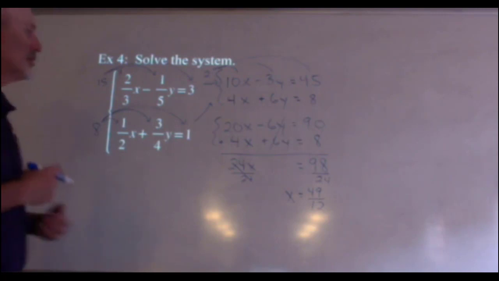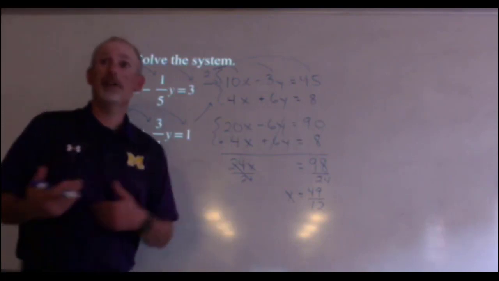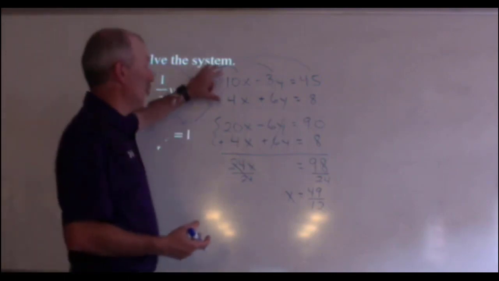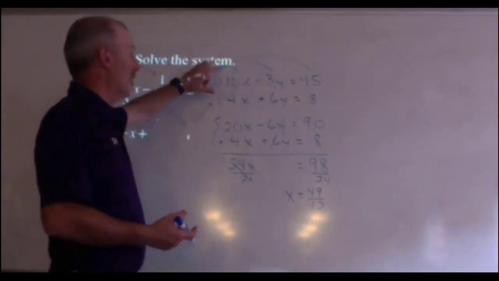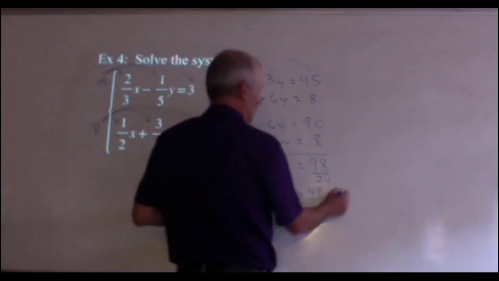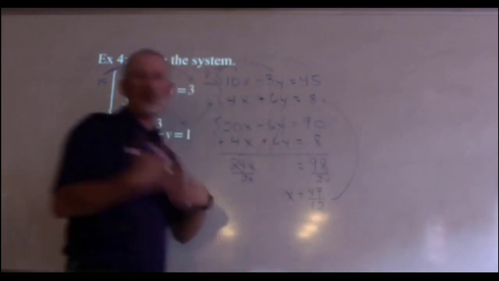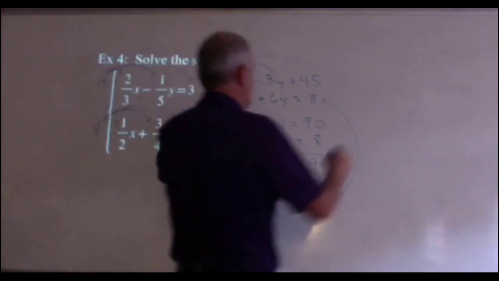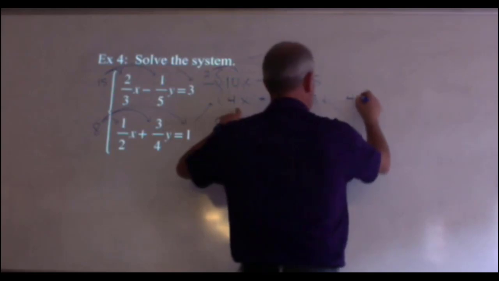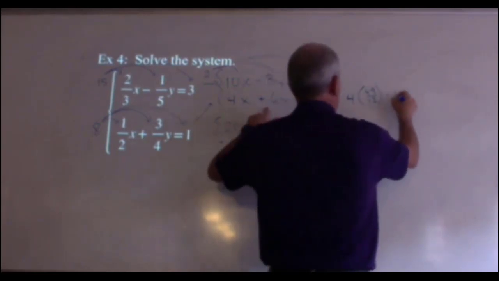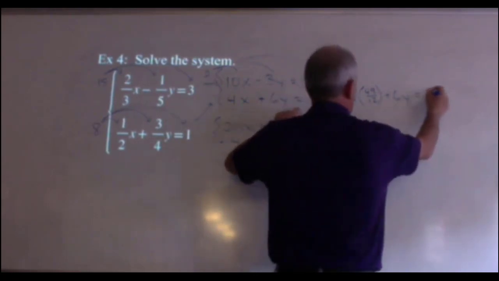And then what we want to do is we want to plug that back in to figure out the y value. Now we haven't had to do that yet with elimination. But my suggestion would be plug it back into one of these that doesn't have the fractions. And usually choosing the one with the smaller numbers is a good option. It's not always. This is just a general hint. But I would plug it into that bottom one that has the smaller numbers. Okay? And when we plug that in, it's going to say 4 times 49 over 12, and then plus 6y, and then equals 8.